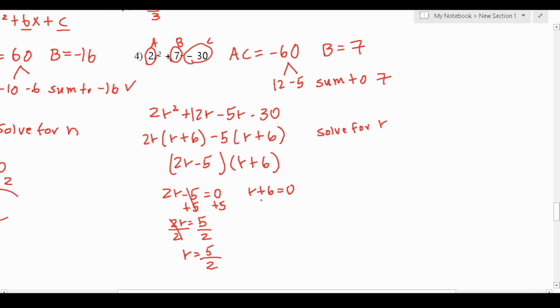Again, to get r by itself in this equation, we're going to subtract 6 from both sides, which is going to cross out here, leaving you with r equals negative 6. So our two real solutions for this one are going to be 5 over 2 and negative 6.